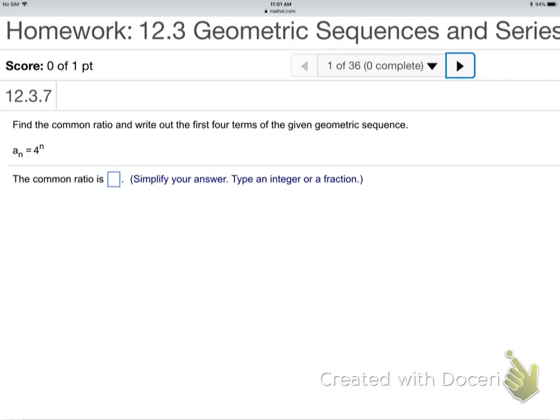All right, so here we go, 12.3. So 12.3 is going to be the same kind of thing. It's just cranked up a level. We're going to have an A sub n formula and an S sub n formula. Okay, find the common ratio and the first four terms. So now they're giving me a formula. The formula is A sub n is 4 to the n power. Notice n is up there in the power zone. So this is going to be raised up a level.